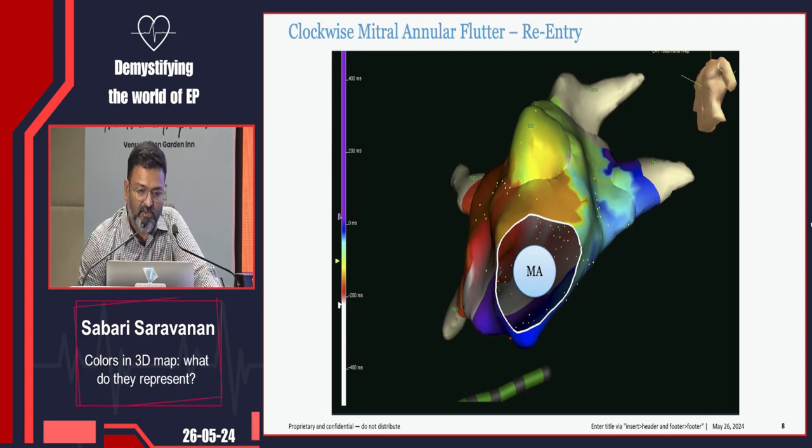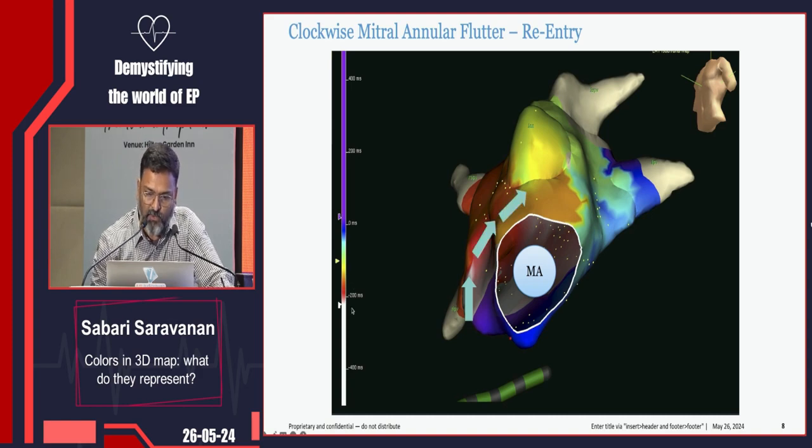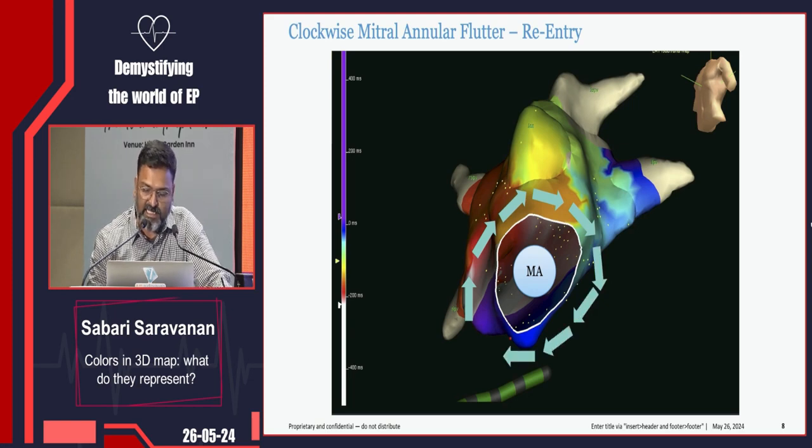You can just follow the same pattern, whether it is an activation map or not. That will be taken care of by the left-sided window. So you follow the color pattern: white, red, orange, yellow, green, blue, purple. So it's an early meeting late pattern. So it is a flutter which is going around the mitral annulus in the clockwise direction. That's what it says.